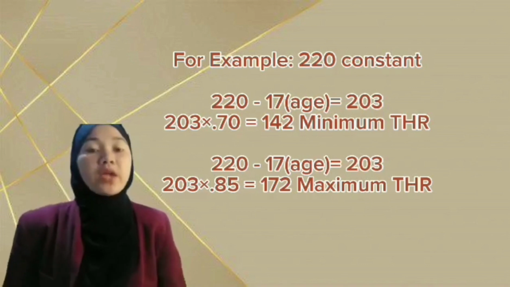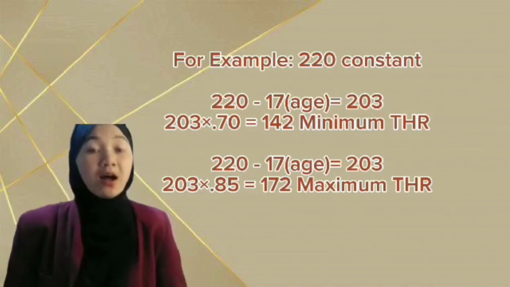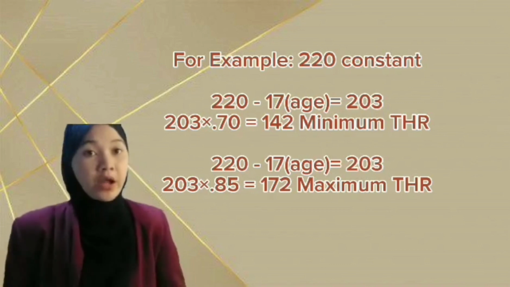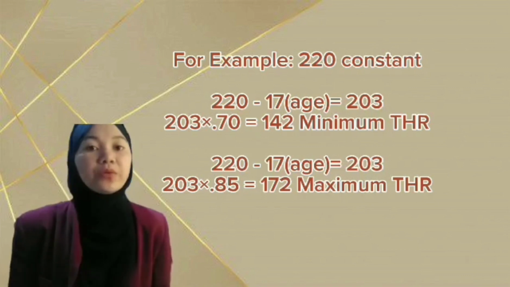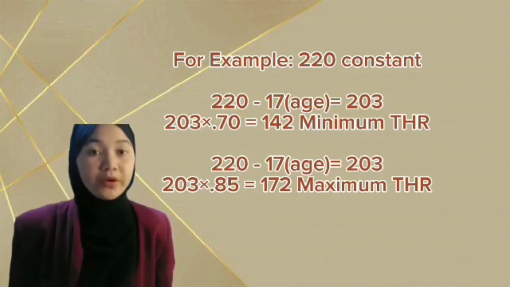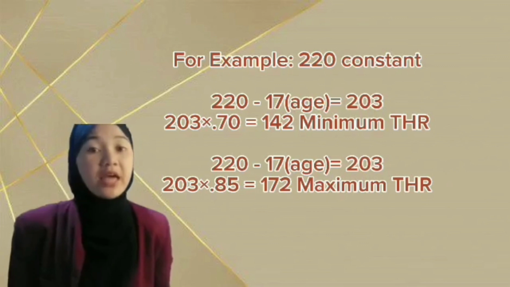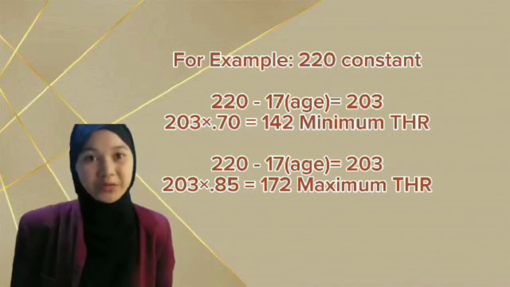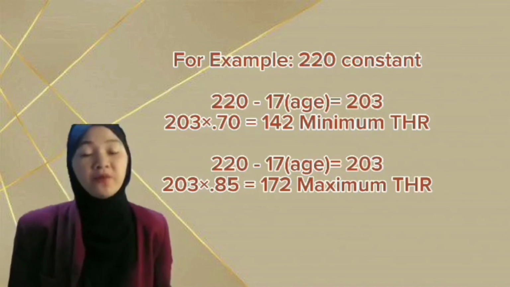So, your training range of 142 to 172 beats per minute is the ideal heart rate zone for your workouts. Starting at a normal pace, gradually increase the intensity within this range. This approach ensures you receive the maximum benefit from your workout, and it helps improve your cardiovascular health and overall fitness. Remember to warm up and cool down properly. And if you have any health concerns, consult a healthcare professional.